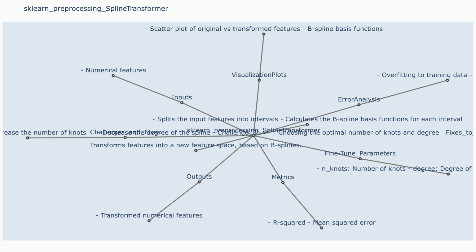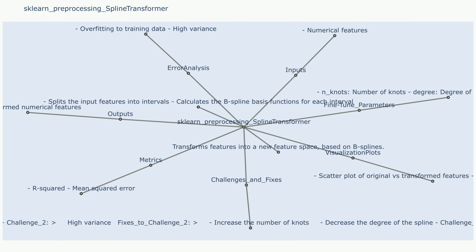sklearn Preprocessing Spline Transformer. Description: the spline transformer from scikit-learn is a preprocessing technique that allows you to transform numerical features in your dataset using spline functions. Splines are piecewise polynomial functions that can approximate complex relationships between input features and the target variable. This transformation can be particularly beneficial when your data exhibits nonlinear patterns that linear models might struggle to capture.